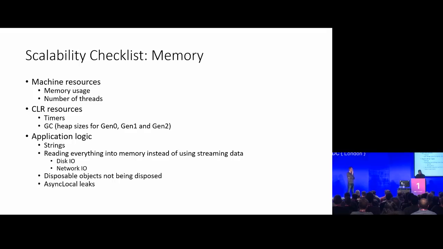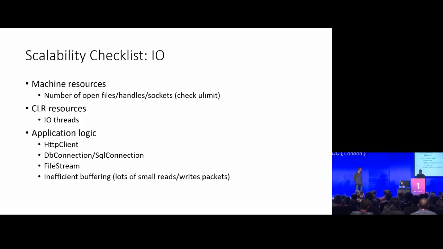You're supposed to dispose disposable objects except for HttpClient. That's kind of a common source of resource leaks. AsyncLocal is this magical type that flows implicit state across an async boundary. That can leak actually pretty badly. And I can show a demo of that later on. All right, I/O, number of open file handles and sockets on the machine, a thing to watch for.